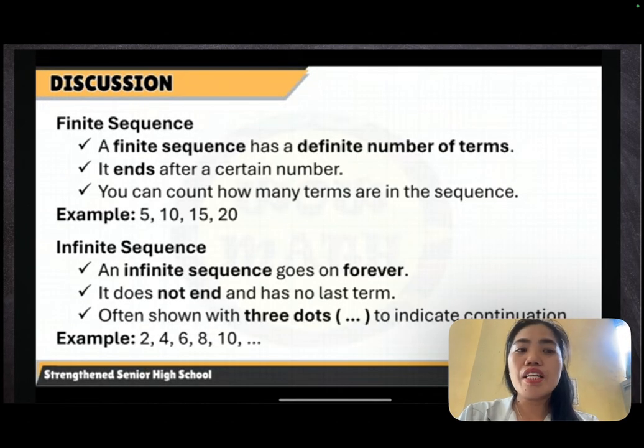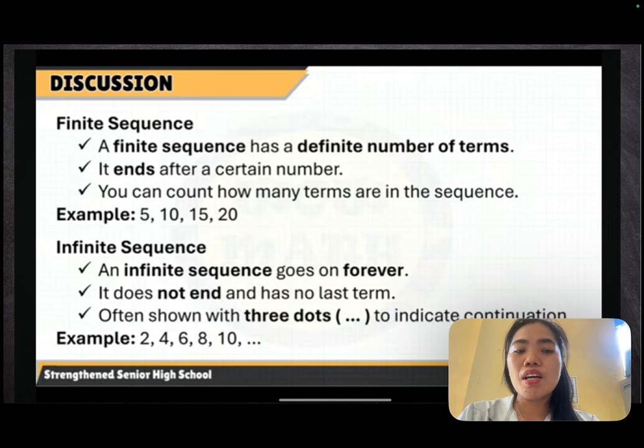Now, what do we mean by a finite sequence or an infinite sequence? A finite sequence has a definite number of terms. It ends after a certain number. You can count how many terms are in the sequence. Example: 5, 10, 15, 20. It ends there after 20.